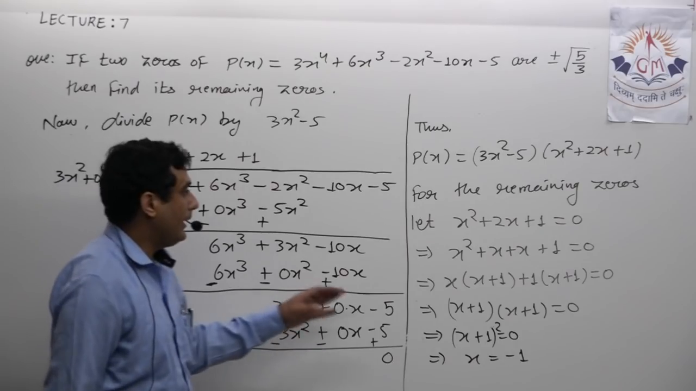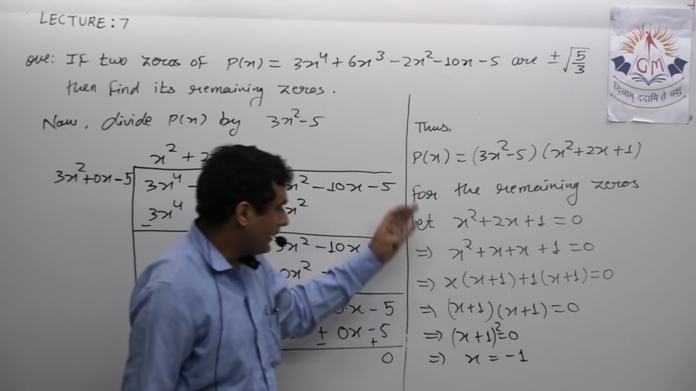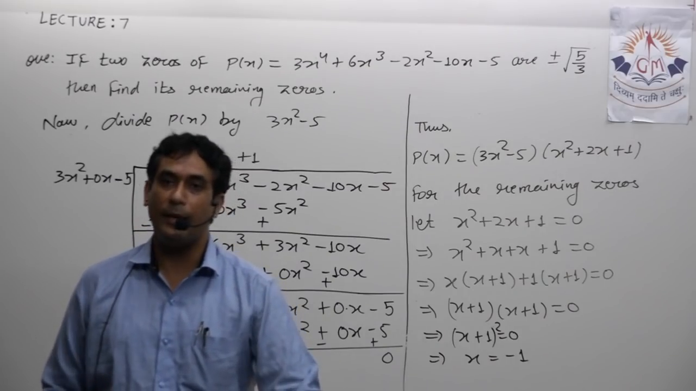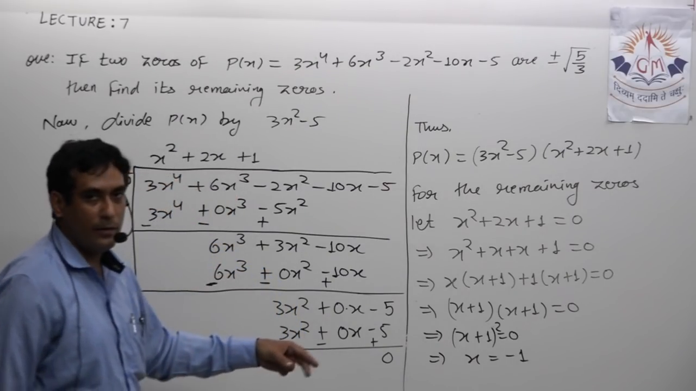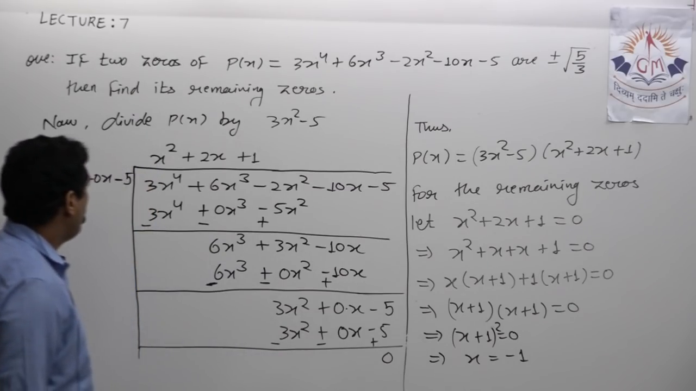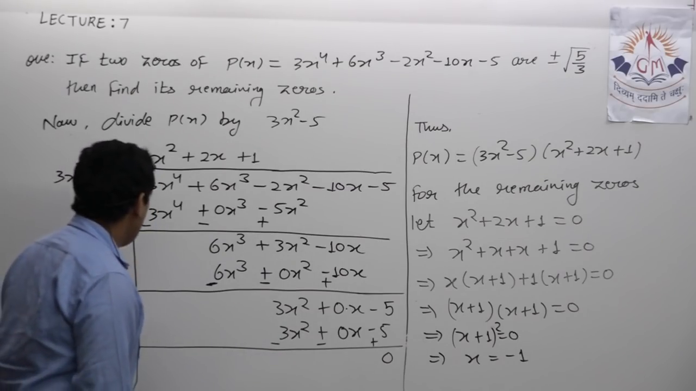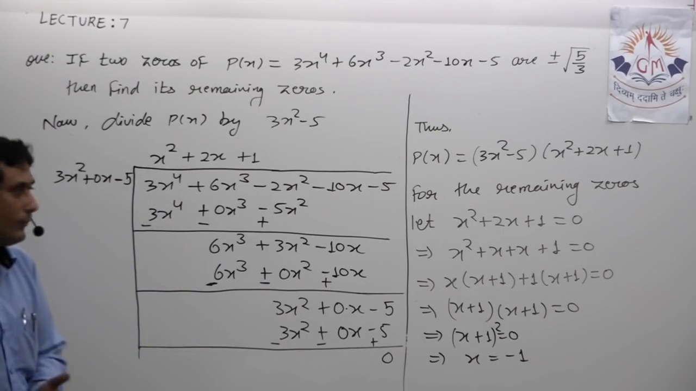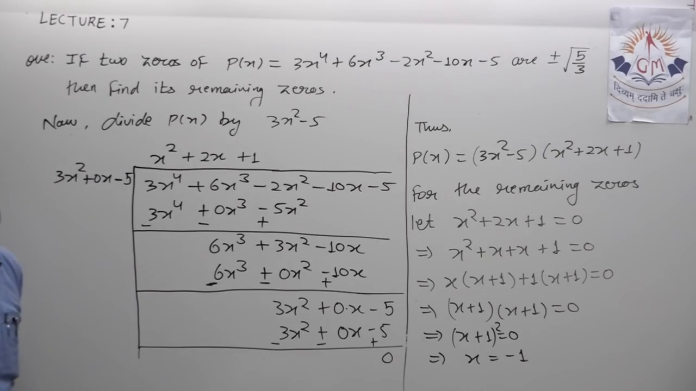So here I can say the remaining zeros of the given polynomial are minus 1 and minus 1. So no need to say minus 1 and minus 1. Remaining two zeros are same and their value is minus 1. Okay, I hope you got this point, this concept. It is almost similar to the previous sum. Okay, so please note it down, then we'll see the next question.